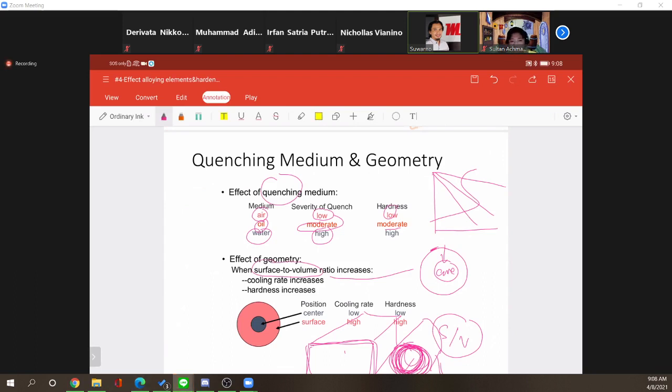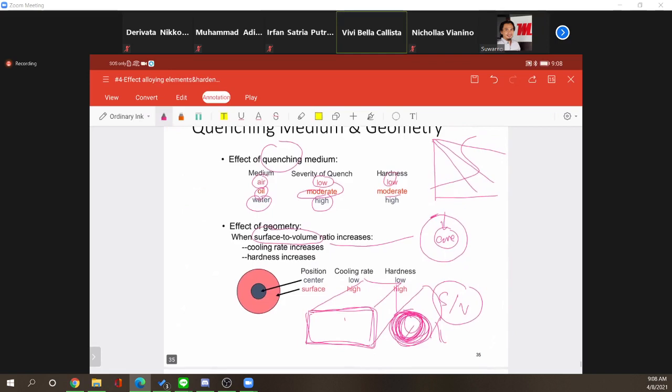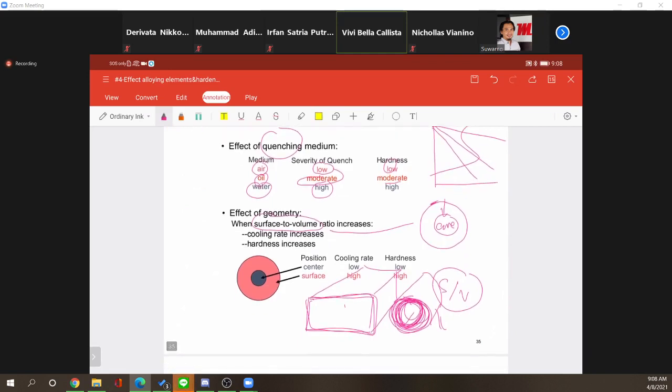Any question? Izin bertanya, Pak. Ya, silakan. Tadi sepertinya ketika austenizing temperatur, koneksi internetnya sedang jelek, jadi keputus di bagian situ.